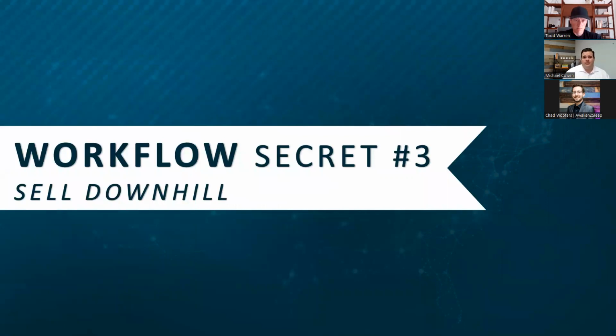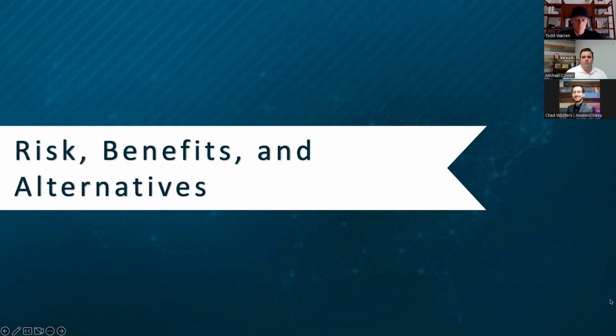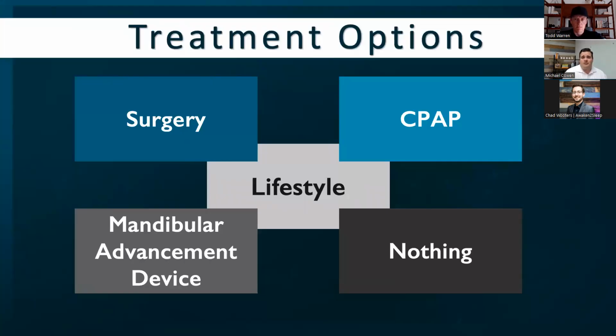Once you do, now you've got the patient screened, they've been tested in whatever medium, you've got a report that meets criteria. Now we've got to do the clinical treatment plan and the financial treatment plan. I'm going to tell you, workflow secret number 3, you sell downhill. Don't fight gravity, sell downhill. What do I mean by that? Well, go through risks, benefits, and alternatives for each treatment option. Each patient has the option to do surgery. Go get a CPAP. Maybe they already had one if they're referred to you by an MD. They have an option to do an oral appliance, and they have an option to do nothing.